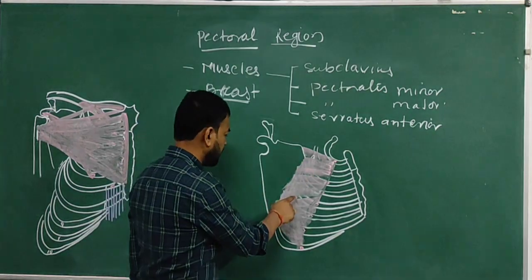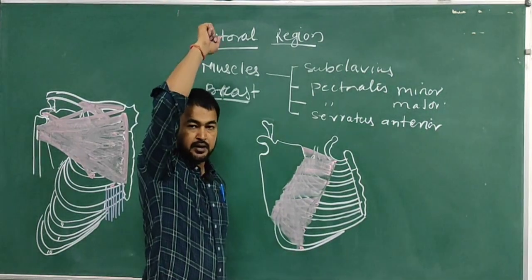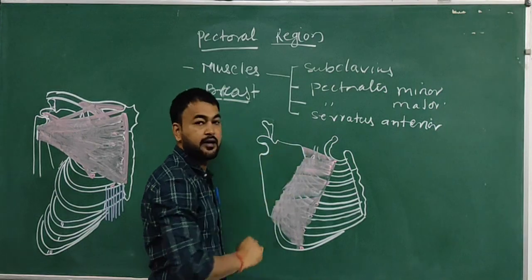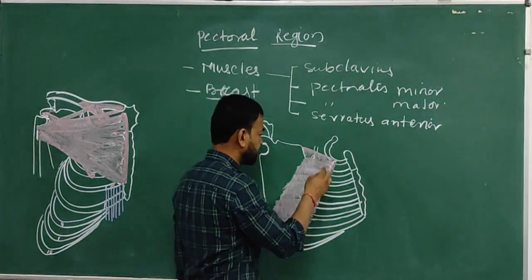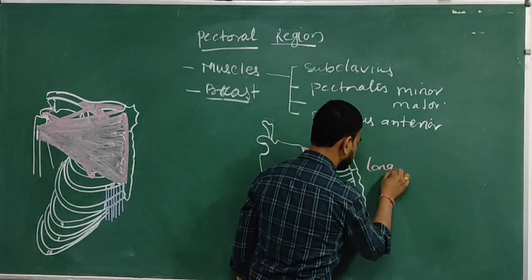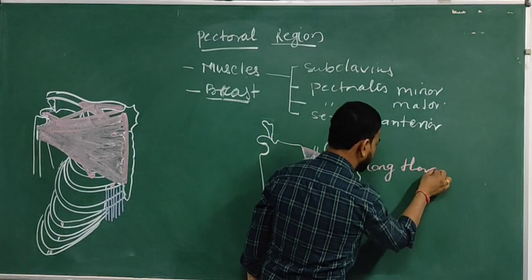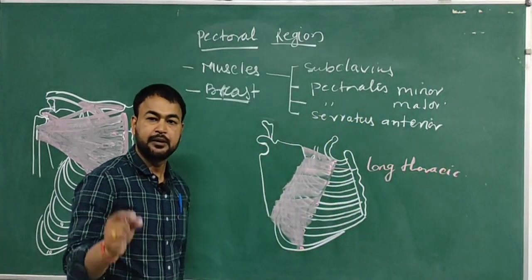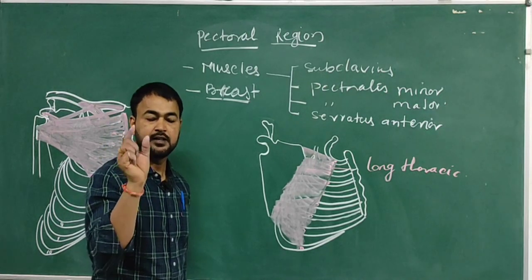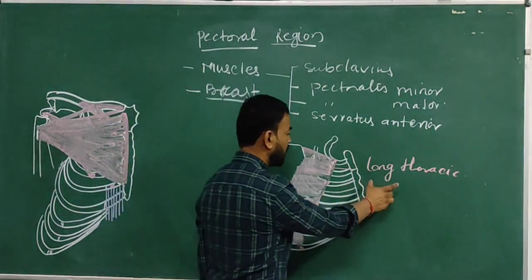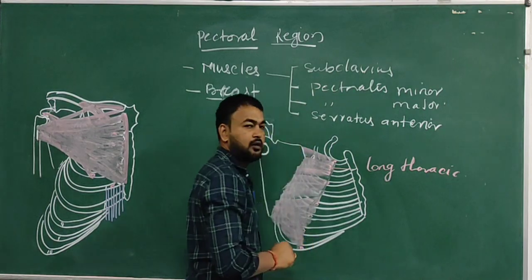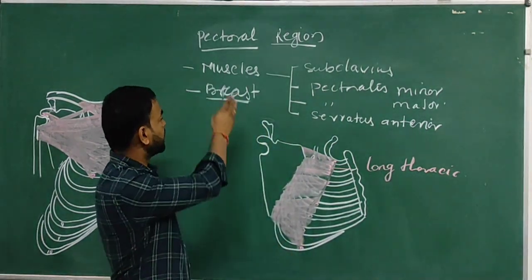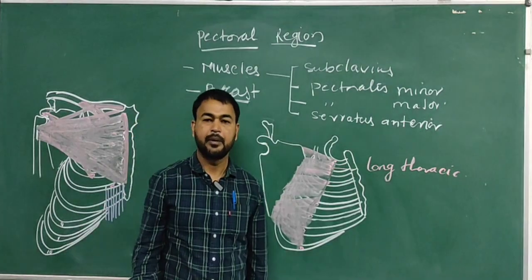ठीक है ना? और ये क्या करती है? ओवरहेड एबडक्शन भी कराती है. That is the action of the serratus anterior muscles. इसकी नर्व सप्लाई होती है लॉन्ग थोरैसिक नर्व. लॉन्ग थोरैसिक नर्व कहां से आती है? जिसकी रूट वैल्यू C5, C6 एंड C7 से आती है. कौन सी? लॉन्ग थोरैसिक नर्व. और उसको बोलते हैं नर्व टू द serratus anterior muscles. So this is all about the muscles of the pectoral region.